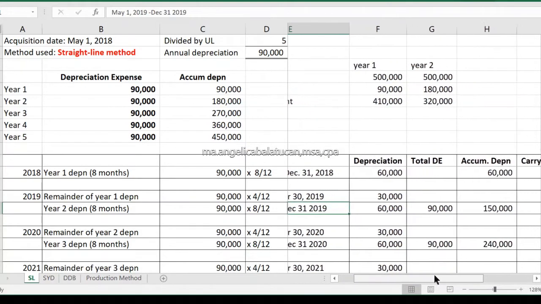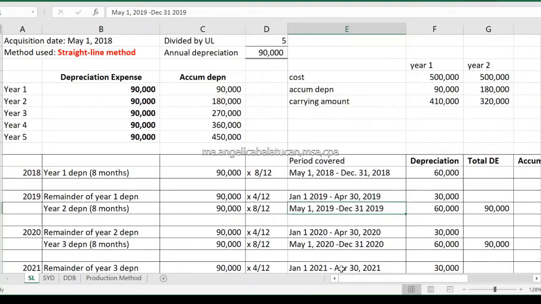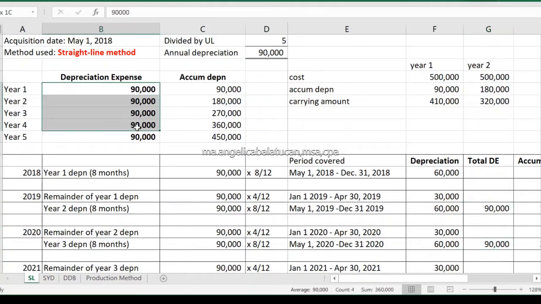But the good thing about the straight line method is you no longer need to compute this one because, even without computing this one, you will still arrive at the same annual depreciation, the same as this one. Okay? Since the yearly depreciation computed here is the same, if the usage of the asset is for the whole year round, you will get the same depreciation expense.